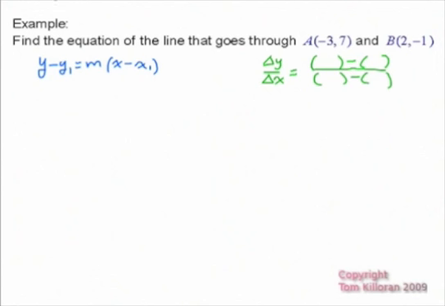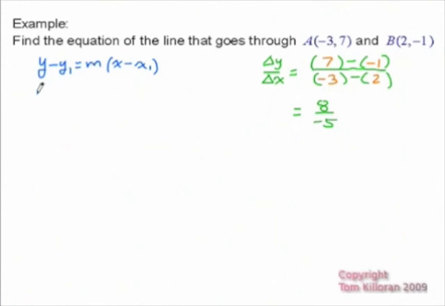Alright, so let's plug in the y's. I usually just go in order, so 7 and a negative 1. And a negative 3 and a positive 2. And then just simplify the expression. So let's see, this is 7 plus 1, which would be 8. And the bottom would be negative 3 minus 2, which would be negative 5. Not a very friendly slope, but we'll deal with it.